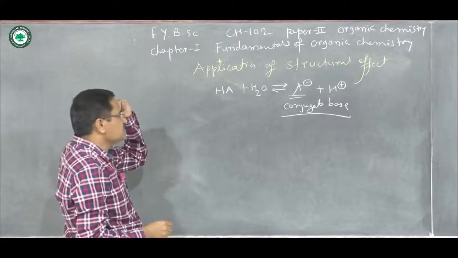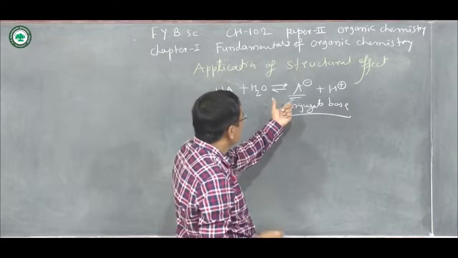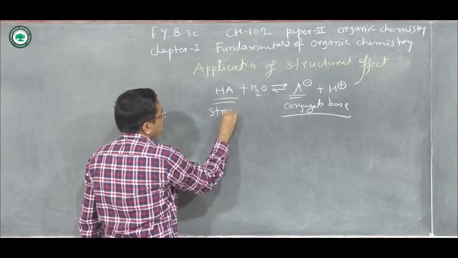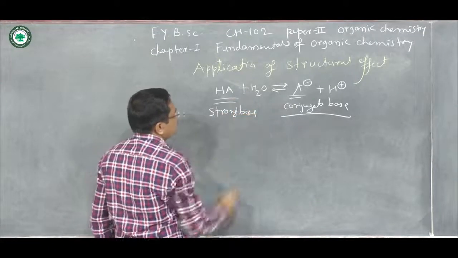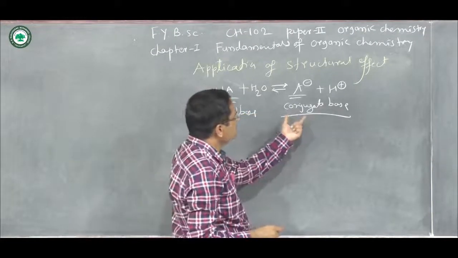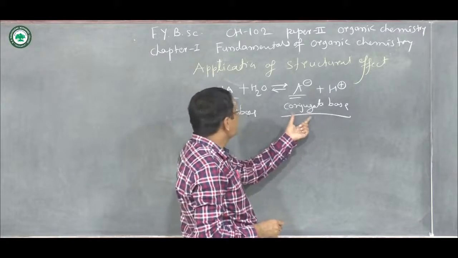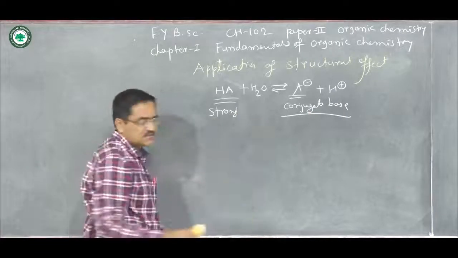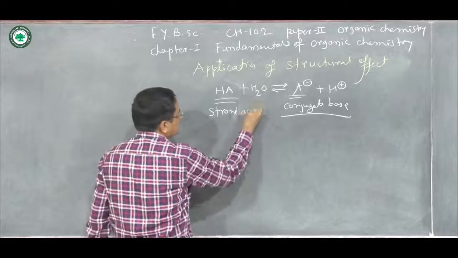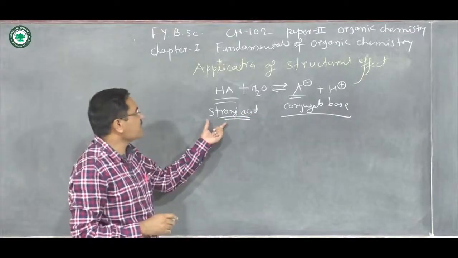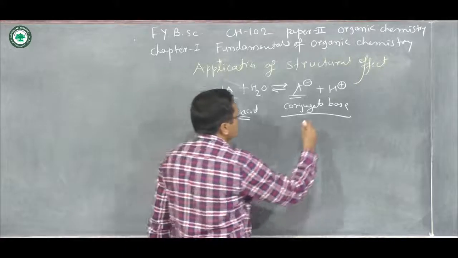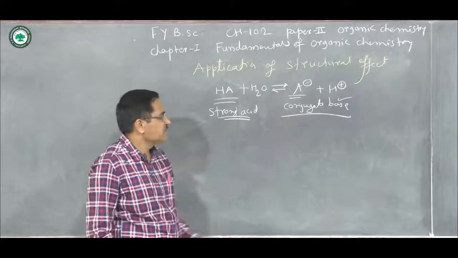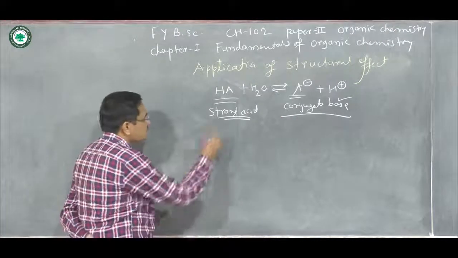And here if conjugate base is stable, then this is strong acid. If conjugate base is less stable, then this is weak acid. Weak acid means strength of acid and base is depending upon the stability of this conjugate base. Now we will see some example.